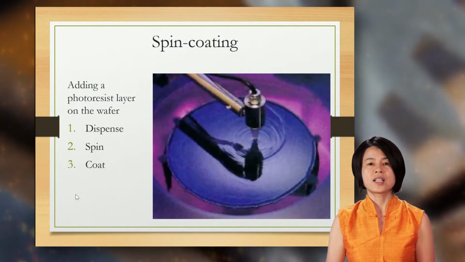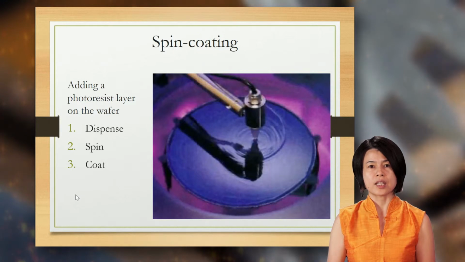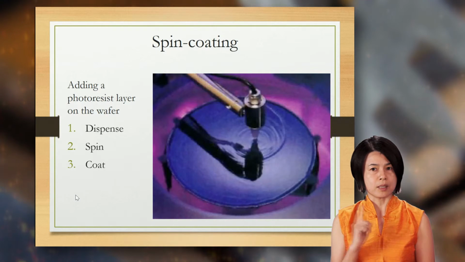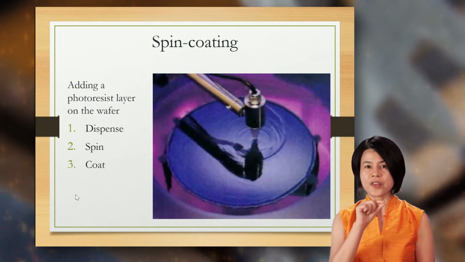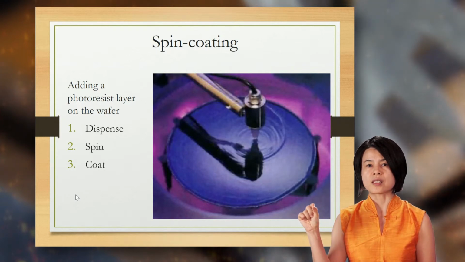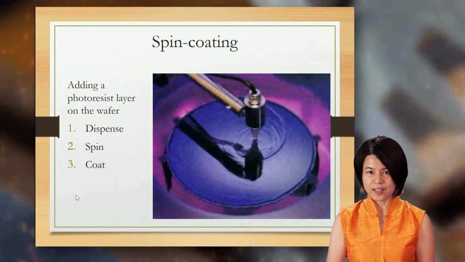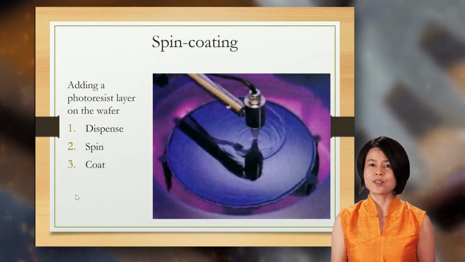So, first, liquid photoresist is dispensed on the surface. Then, the machine spins. Finally, a thin, fine layer of photoresist is coated on the surface of the silicon wafer. Right. Was that clear? Let's look at the next figure.